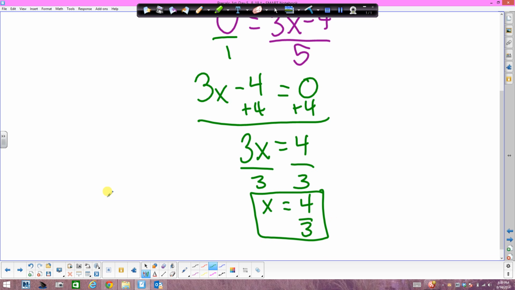So if you think about that, that's basically saying, okay, f of x equals 0, so then x equals 4/3. Well, x is the same thing as y, so this is really like having the point 4/3, 0. That's basically your x-intercept.